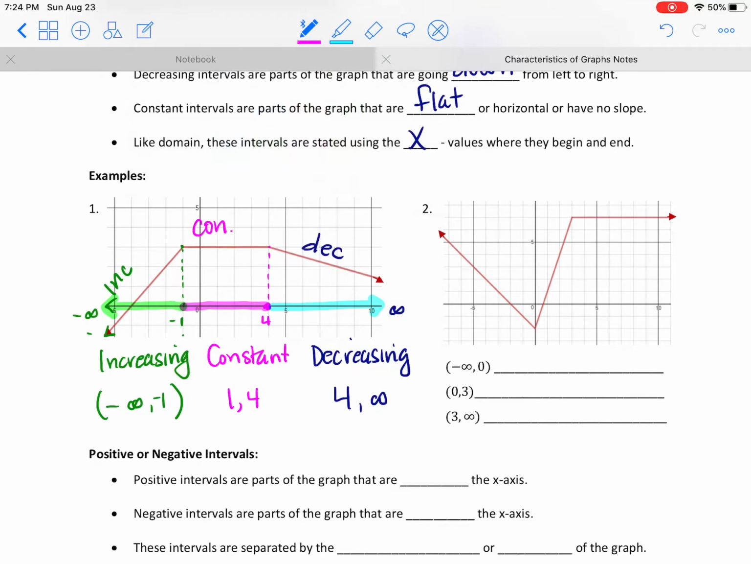Okay, so the same thing here, can't be increasing or decreasing or constant at endpoints, and then the same thing here. So all of these are going to get parentheses. Okay, so now the next problem, same thing, we're just going to be going in reverse.